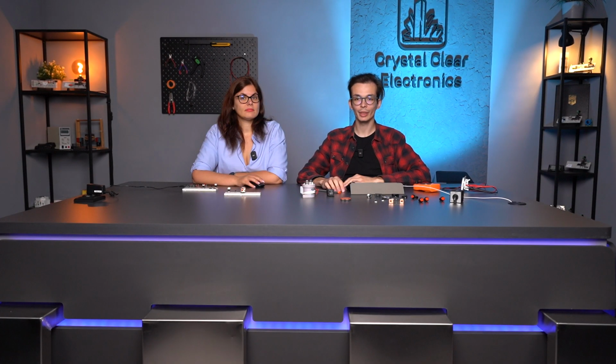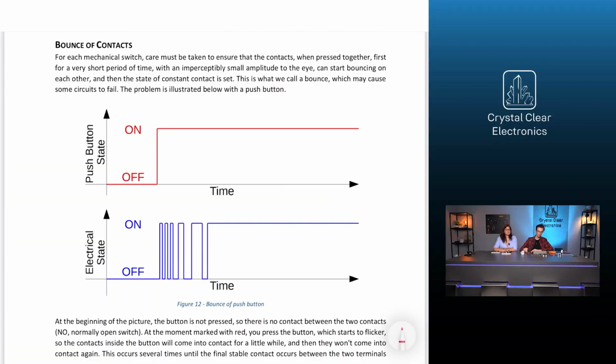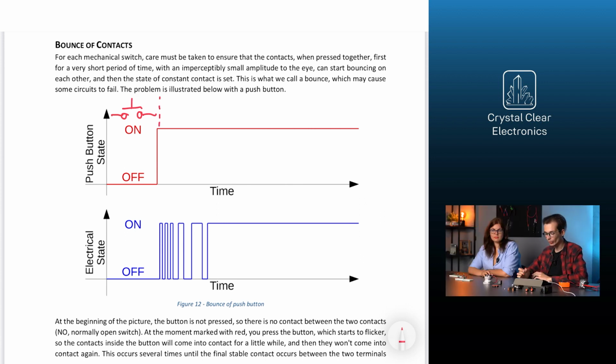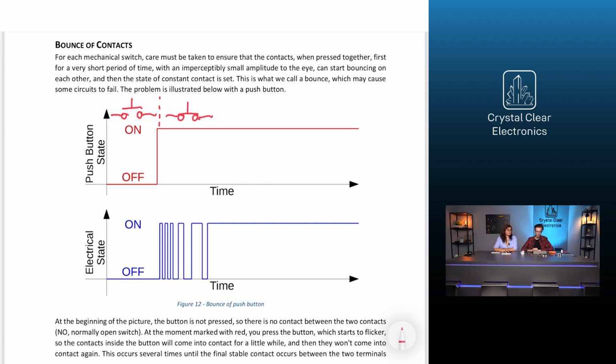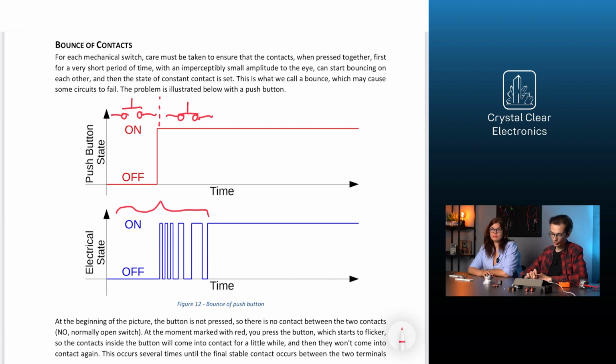I will illustrate the problem on this diagram with a push button. At the beginning of the picture, the button is not pressed, so there is no contact between the two contacts. At the moment marked with red, you press the button, which starts to flicker, so the contacts inside the button will come into contact for a little while, and then they won't come into contact again. This occurs several times until the final stable contact occurs between the two terminals, the status at the end of the figure. It's important to note that this action takes very little time, usually a few 10 milliseconds.